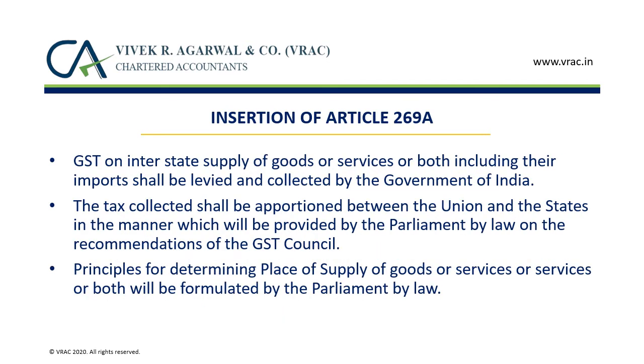We shall move forward to another insertion of article in the Constitution. A new Article 269A is inserted in the Constitution. It provides for the following. GST on interstate supply of goods or services or both, including their imports, shall be levied and collected by the Government of India. The tax collected as above, shall be apportioned between the Union and the states, in the manner which will be provided by the Parliament, by law, on the recommendations of the GST Council. It also provides that, the principles for determining place of supply of goods or services or both, will be formulated by the Parliament by law.